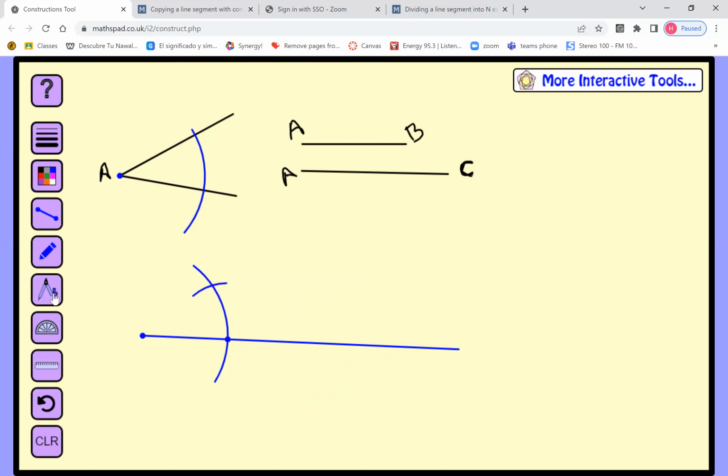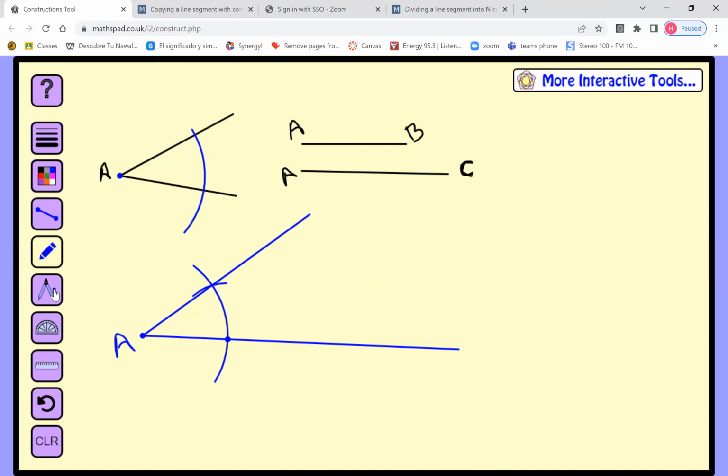I don't need my compass anymore. I'm gonna go from this point that goes through the intersection. I'm gonna make a big segment. Notice it goes through the intersection. Now, this right here, I just copied angle A. That's all I did right now. I have angle A. I copied angle A. Same aperture. Now comes the easy stuff.